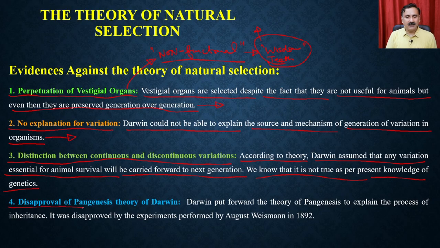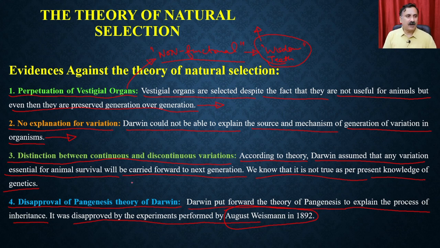Then we have the disapproval of Darwin's pangenesis theory. Darwin put forward the theory of pangenesis to explain the process of inheritance. It was disapproved by the experiment performed by August Weismann in 1892, right?